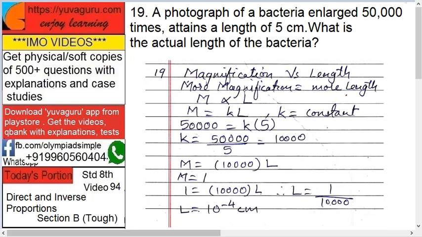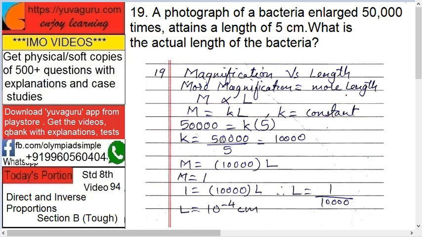See here, the problem is magnification versus length, right? Enlargement means what? Magnification. More magnification, more length. Therefore, M is directly proportional to L. Therefore, M equals K L, where K is a constant. 50,000 equals K into 5.